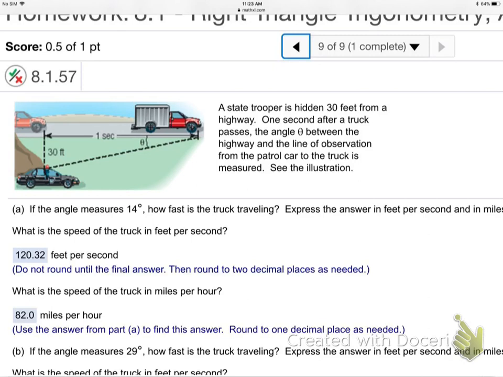All right. So we have a triangle. Same kind of thing. A state trooper is timing a truck. This is 30, and this is our angle theta. They tell me theta is 14, so this is 14 degrees right there. Notice the distance is how far the truck goes in 1 second. So what they're asking is to find that distance the truck went in that 1 second.